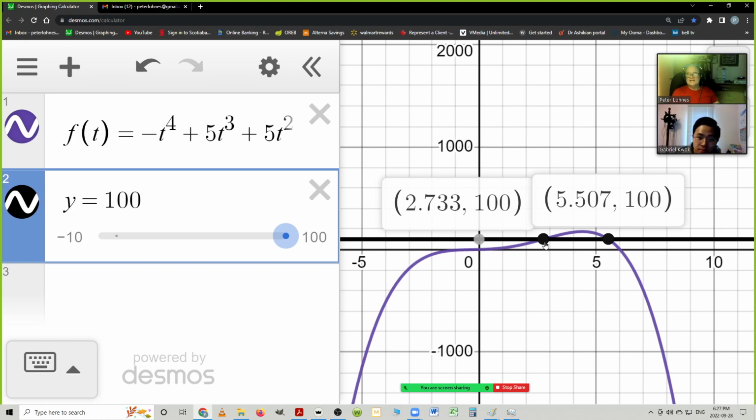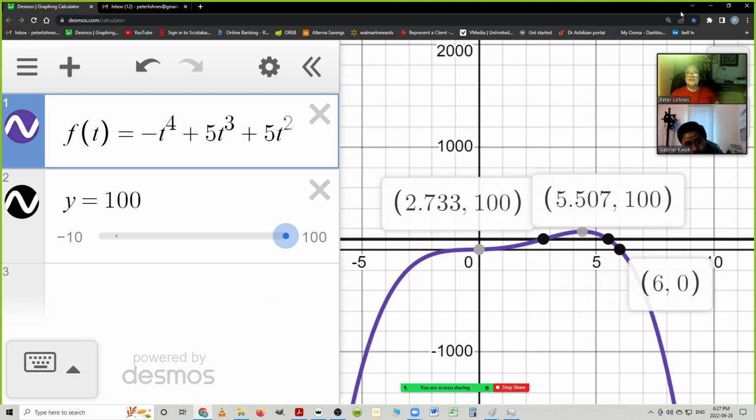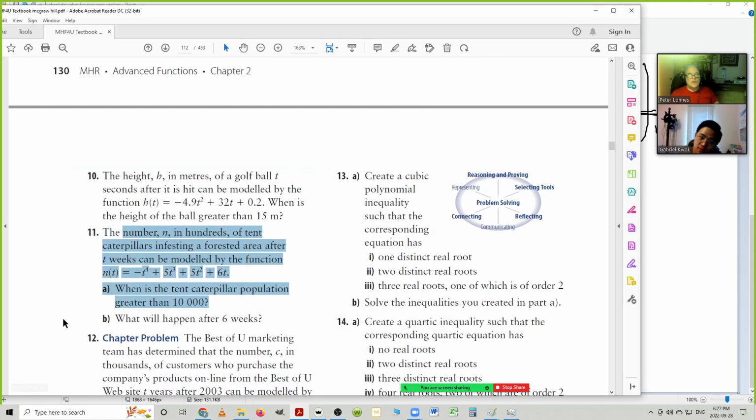Maybe. It's kind of stupid. So it's on the way up when it first crosses it, on the way down when it does, and then it says what happens after 6. So there's the secret right there. The second question is easily solved.